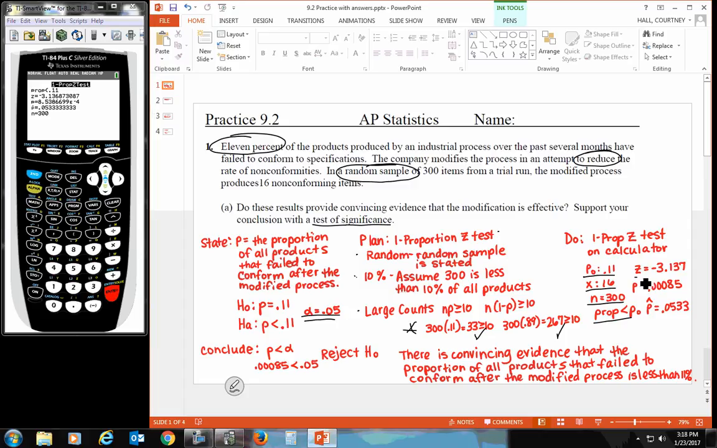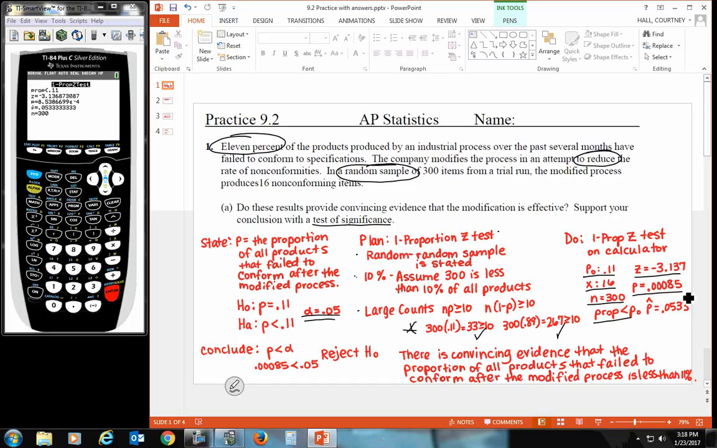So the z-score that it gave me is negative 3.137 when I round. I have my p-value. Be very careful with your p-value. At first glance, I see, oh, my p-value is 8.5. Great, that's huge. That's 854%. Well, you can't have over 1, okay? You can't have over 100%. So pay attention. If you have anything over 1, you're going to need to move some decimal places.